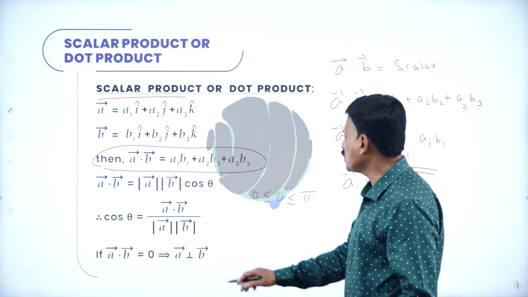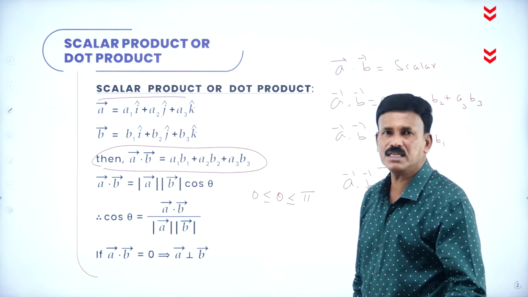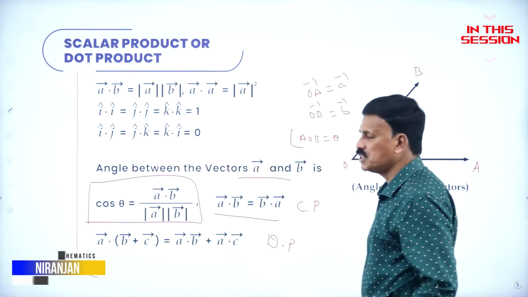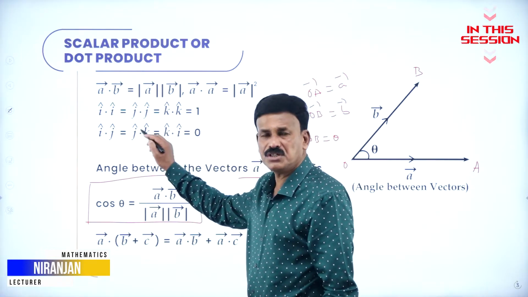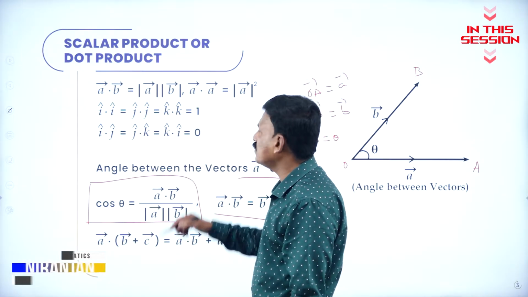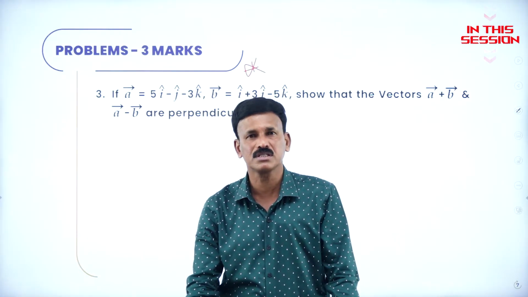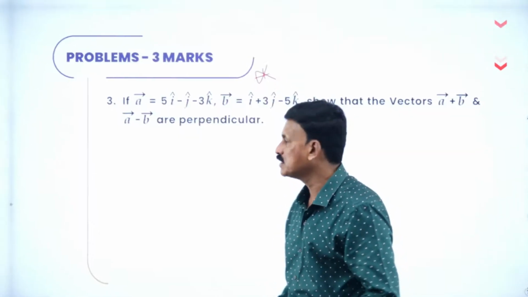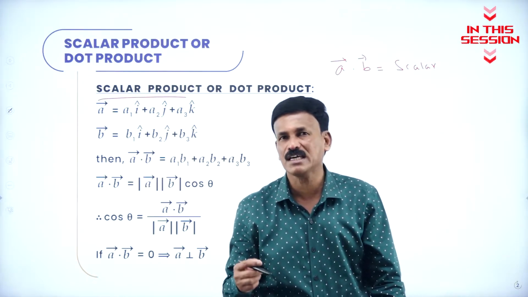If dot product is equal to 0, then the vectors A and B are said to be perpendicular. Vector A is perpendicular to vector B. Suppose I, J, K are the unit vectors, then the dot products I dot I, J dot J and K dot K are always equal to 1. If A dot B is equal to 0, then the two vectors are said to be perpendicular to each other. Just multiply the coefficients of I cap, J cap and K cap and add them.